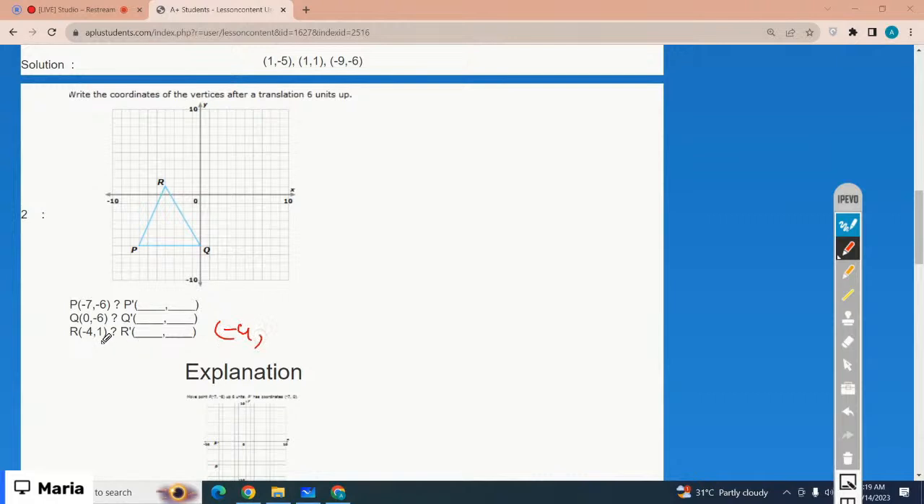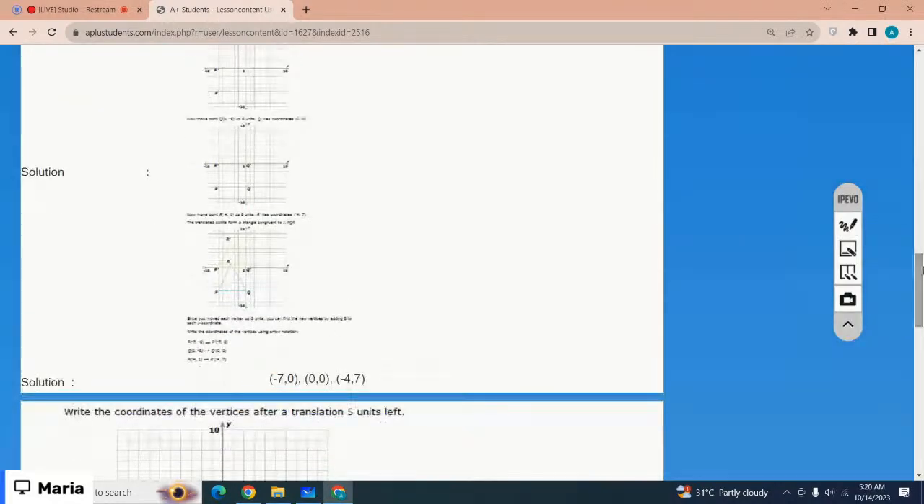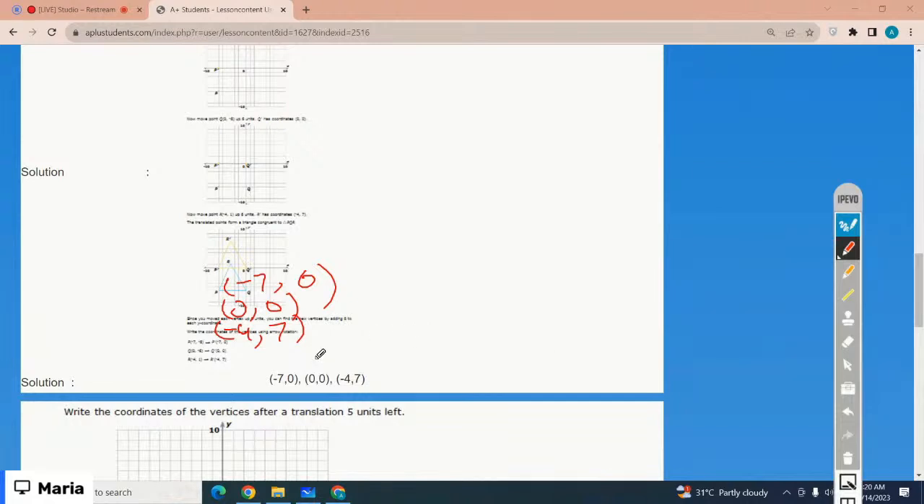Negative 4 and 7, 0 and 0. Q is at the origin then, right? And then P is negative 7 and 0. These are the new coordinates, right? Negative 7 0, 0 0, negative 4 7. You can see negative 7 0, 0 0 and negative 4 7, right? Because you are moving up, just the y coordinate is changed, x coordinate is exactly the same, right?